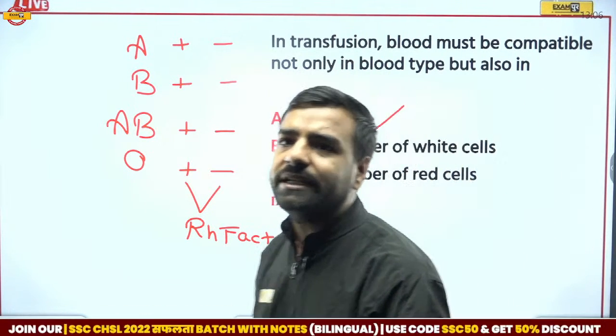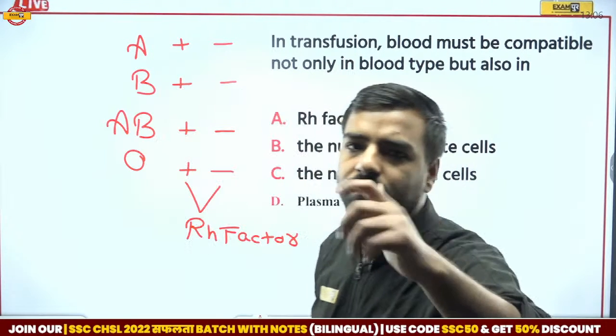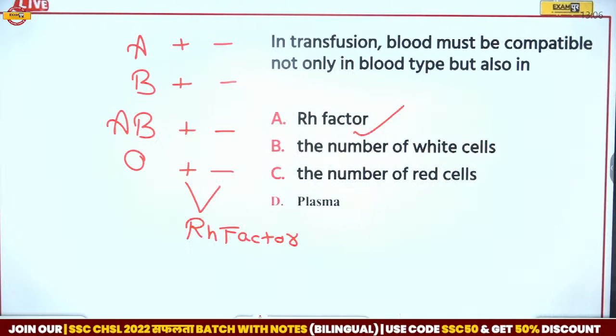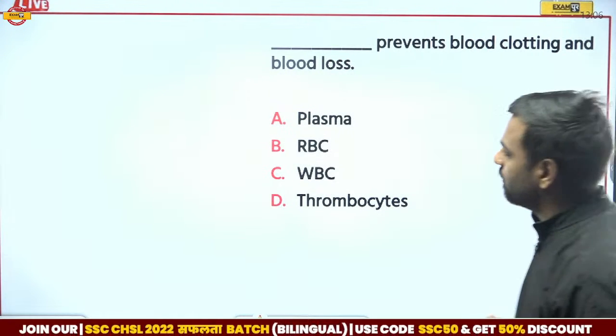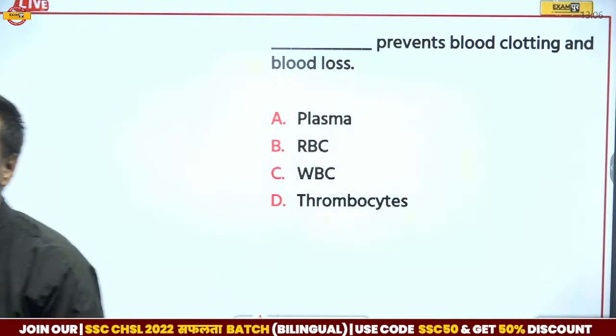So Jagdishan, Kirti, Muskan, Shubham, I guess this point is clear. Let's get back with the next question now. Dash prevents blood clotting and blood loss. What is that? Is it plasma, WBC, RBC? What do you think?